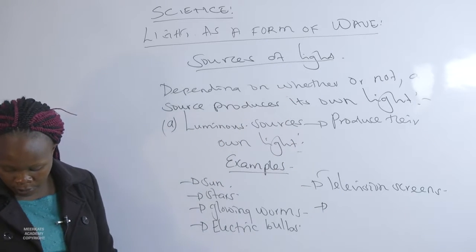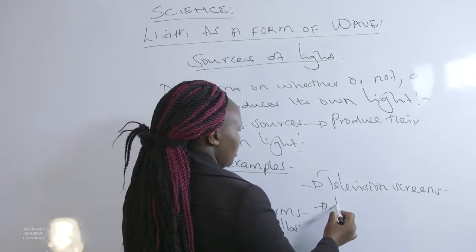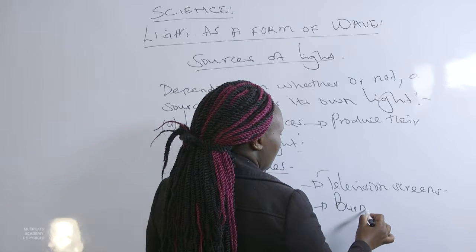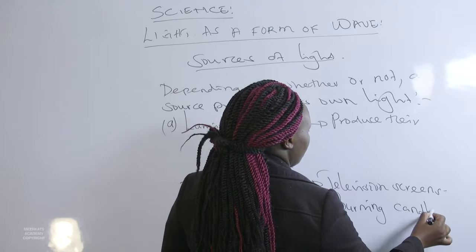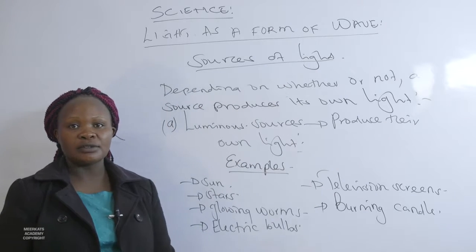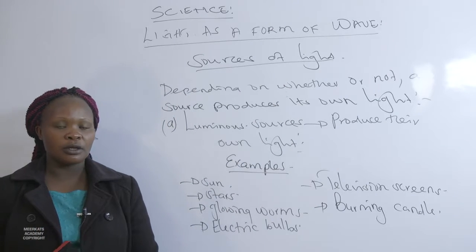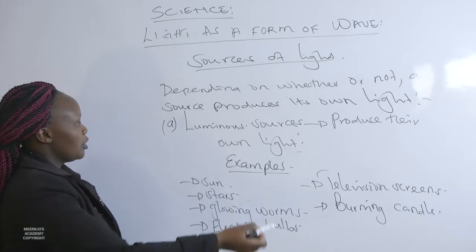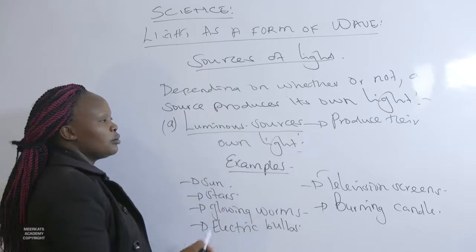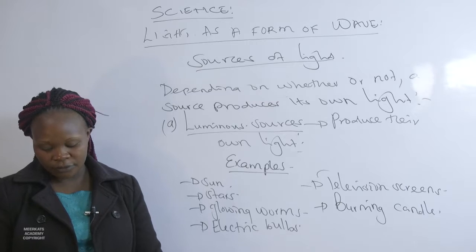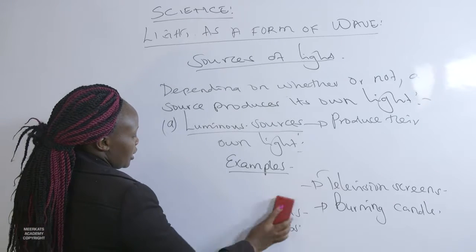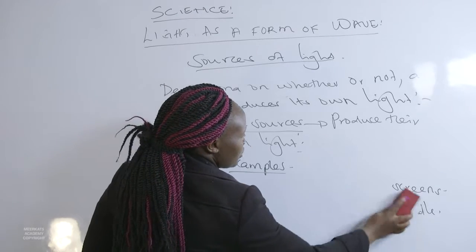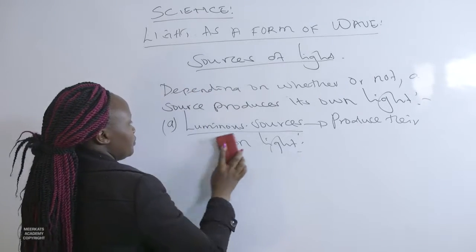Probably we can add a burning candle. All these are sources that are able to produce their own light, and that is why we call them luminous sources of light.